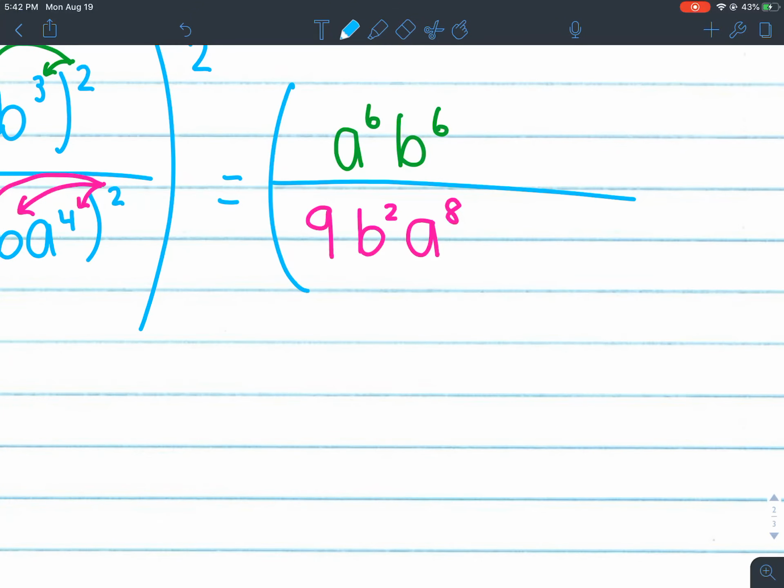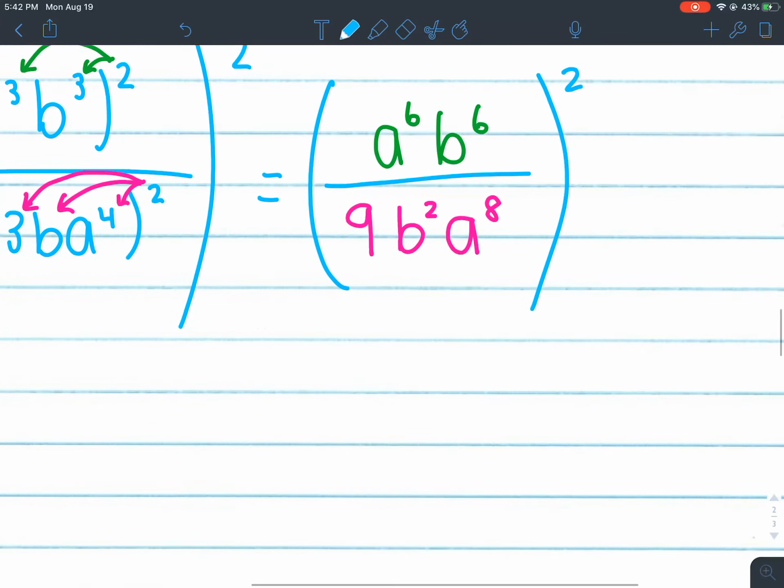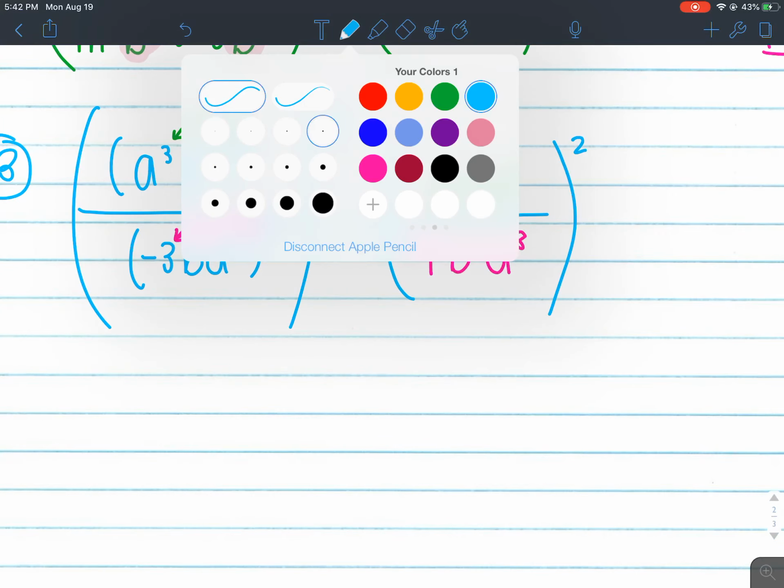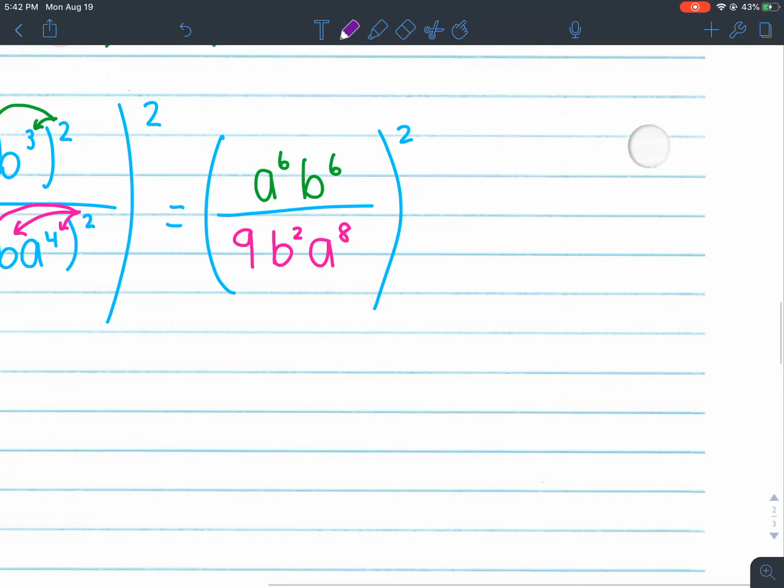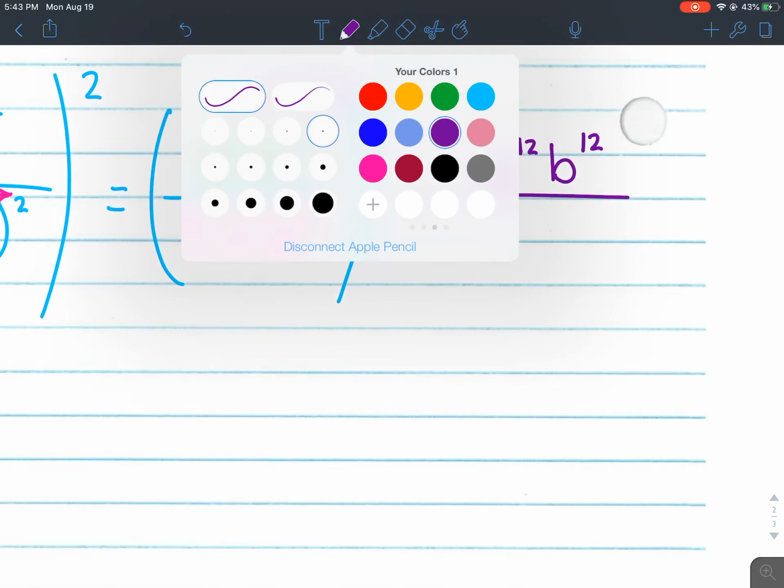And then last but not least, I have that giant set of parentheses on the very outside with the 2. I'm going to do this all over again. I'm going to distribute again. So I'm going to have a to the power of 12 because 6 times 2 is 12. Okay, and then I have b to the power of 12 because 6 times 2 is also 12.